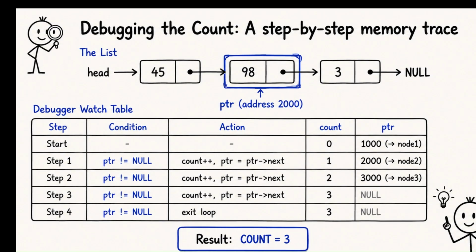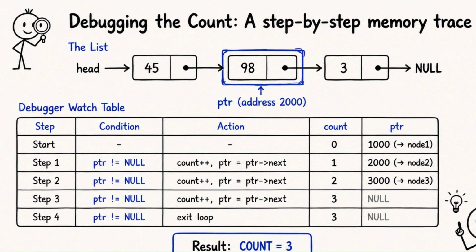Right at the start, our count is 0, and our pointer ptr is hanging out at memory address 1000, pointing to node 1, which holds the value 45. In step 1, the computer asks, is ptr null? Nope. So it increments the count to 1, and the pointer jumps to ptr->next, which happens to be address 2000. That's node 2 holding 98.